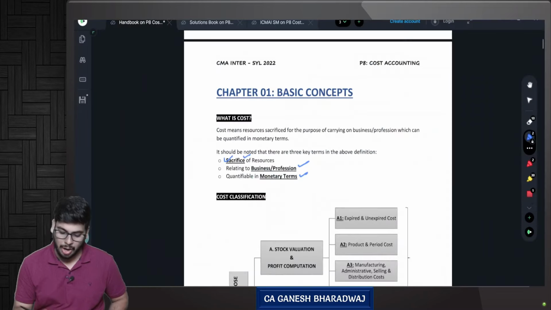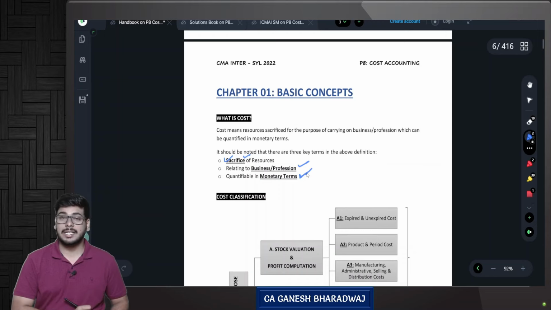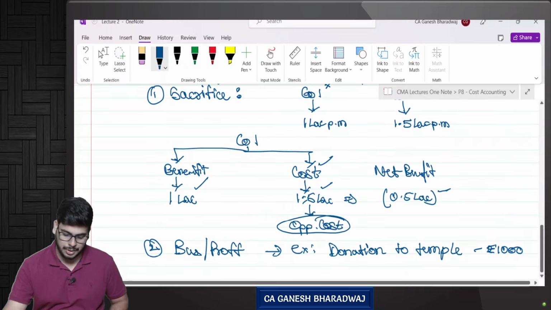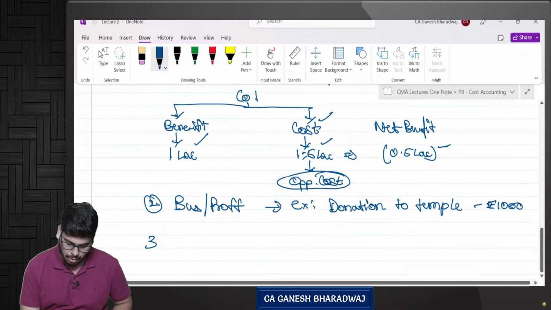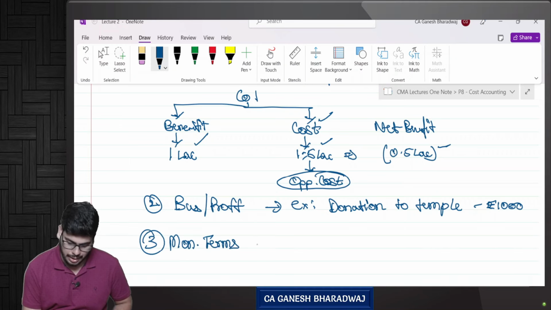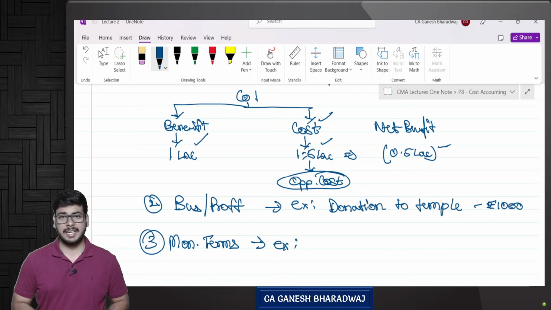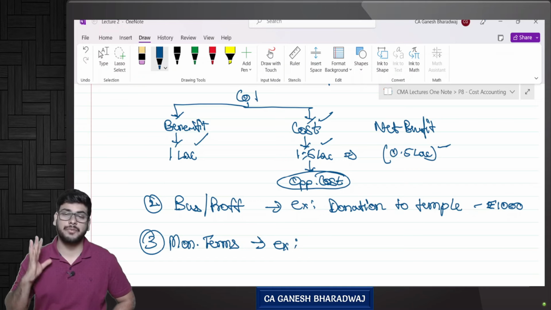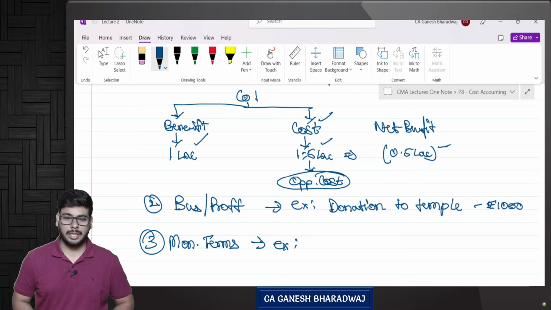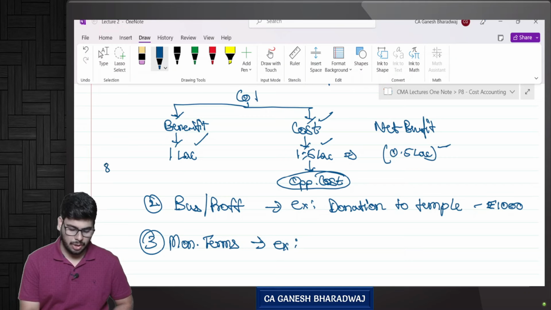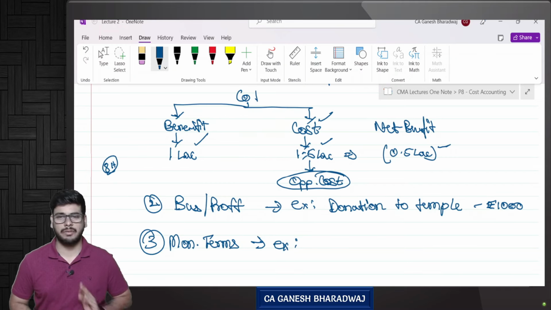Now there is a third component inside the cost definition, that is quantifiable in monetary terms. Now let's take an example here also. Let's say there is an employee, he's working for a company. He goes to a company and the company pays him a 50,000 rupees salary every month. He goes to the company and he says, sir, every day I spend 8 hours in office.